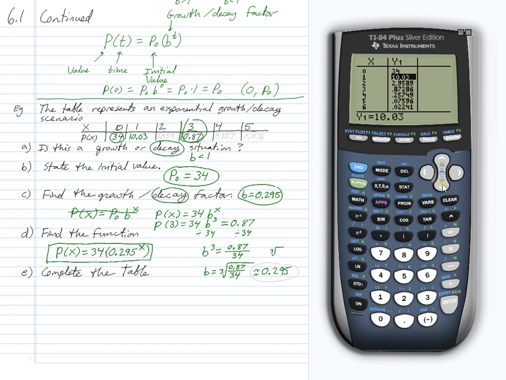Then for x equals 2, we would get 2.959. And for x equals 3, we get 0.87. It's a little bit off, but that's because we rounded our base. So if we plug in 4, we get 0.257. And if we plug in 5, we get 0.076. So there's our table completed. We couldn't have done that without the function.